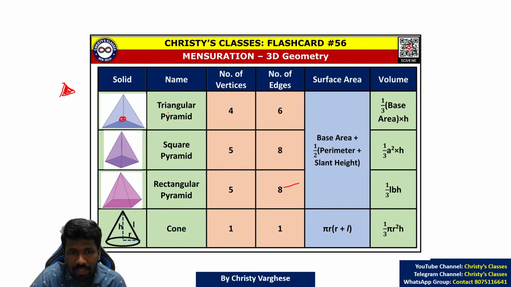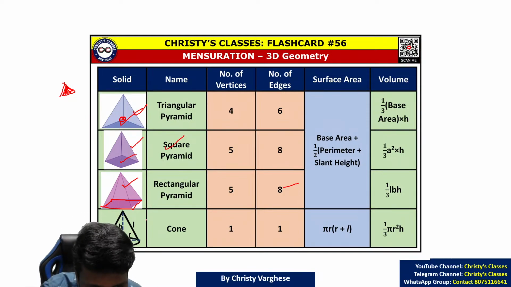All of you are understanding? So that is the idea of a pyramid. With a triangle you can form a pyramid, with a square also you can form a pyramid, with a rectangle also you can form a pyramid. What is the base? Based on that you can form these pyramids. If the base is a rectangle, that is a rectangular pyramid. If the base is a square, that is a square pyramid. If the base is a triangle, it's a triangular pyramid.